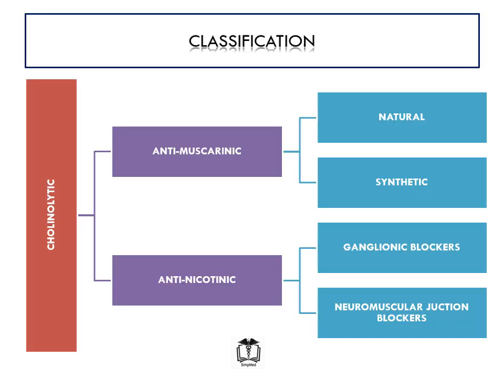How do we classify cholinolytic agents or cholinergic antagonists? We classify them based on the type of receptors that they are blocking. Remember that we have two types of cholinergic receptors, muscarinic and nicotinic receptors. We have drugs that are classified as anti-muscarinic, meaning that they work to antagonize muscarinic receptors exclusively. And we have drugs that are classified as anti-nicotinic. These are drugs that work on nicotinic receptors exclusively.